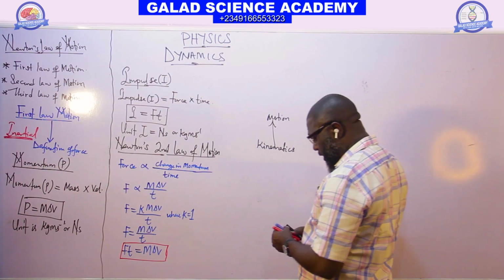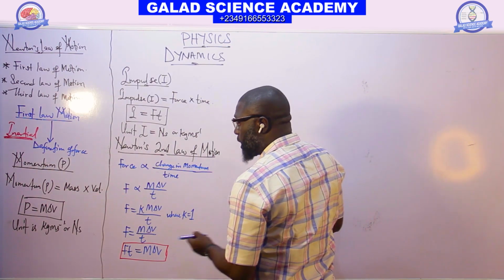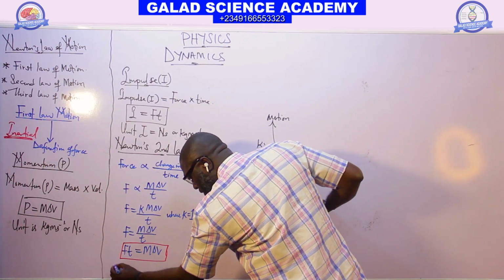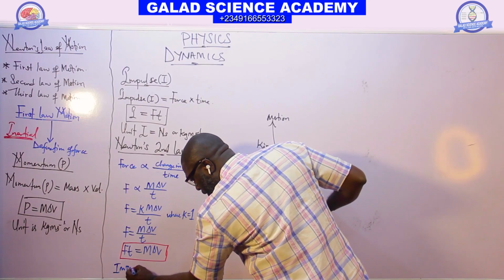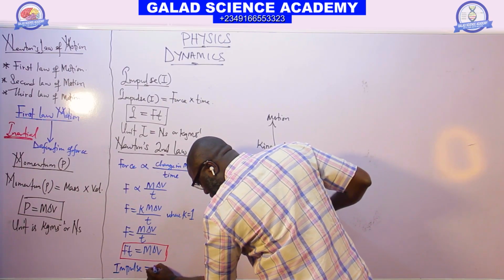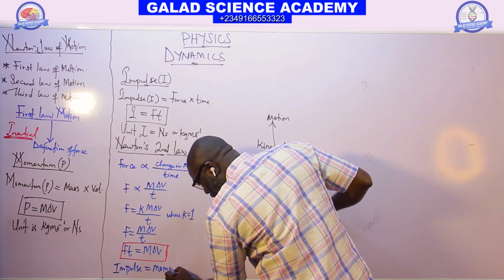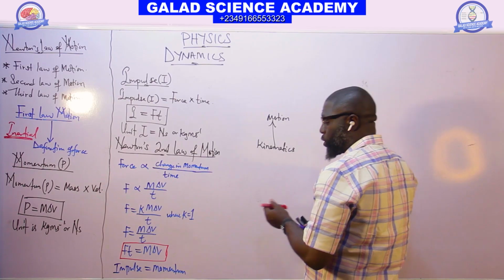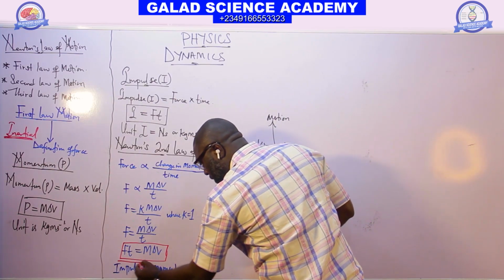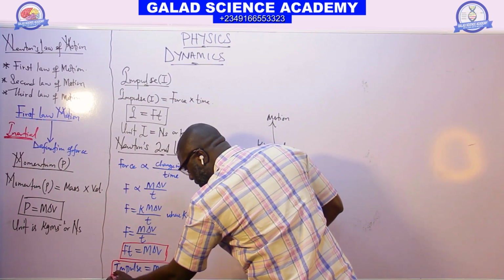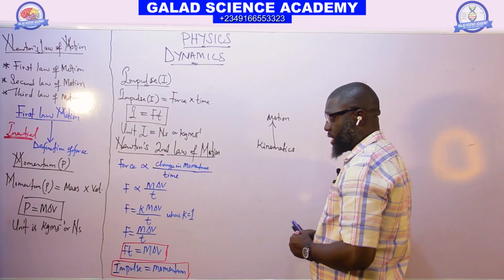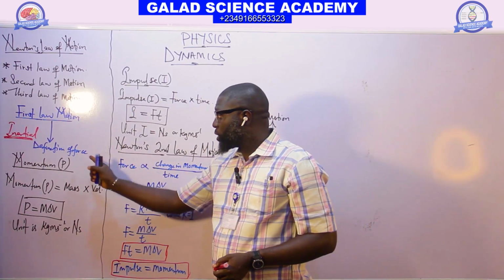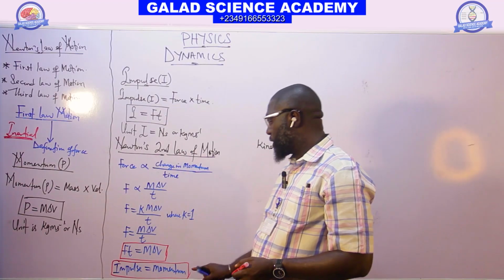So you can say that impulse is equal to momentum. If you look at impulse and momentum, they are the same, and so they also have the same units.